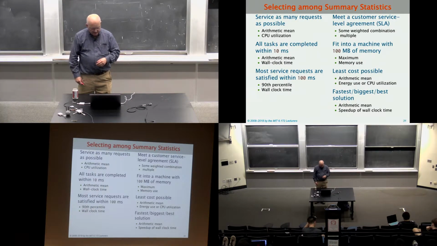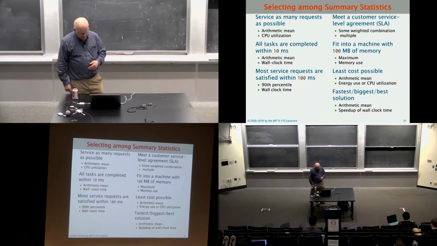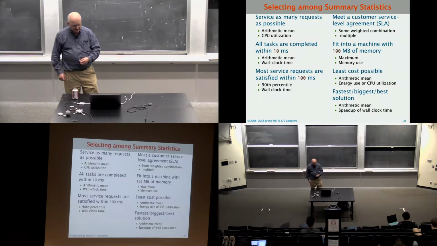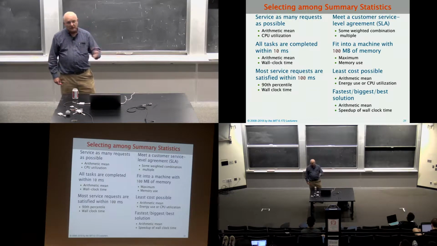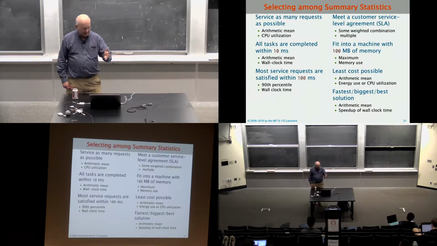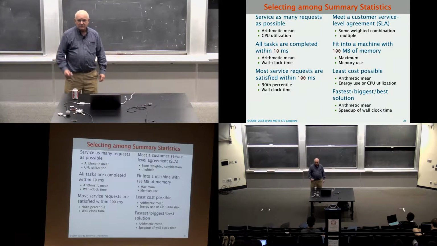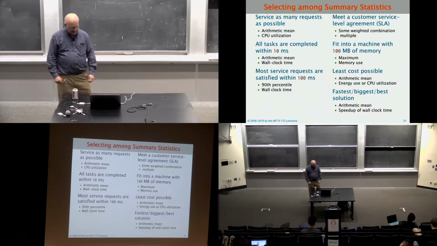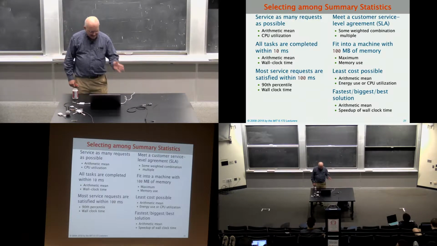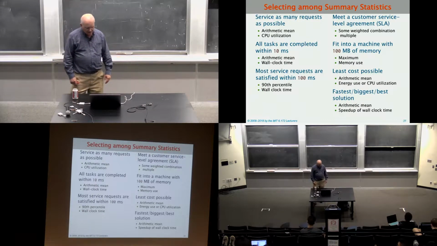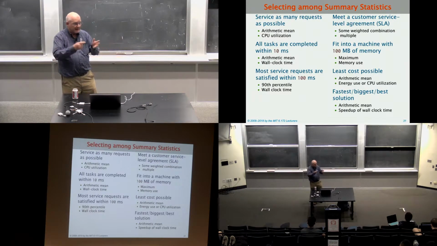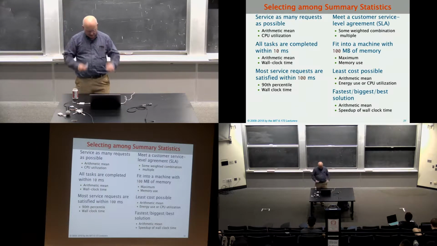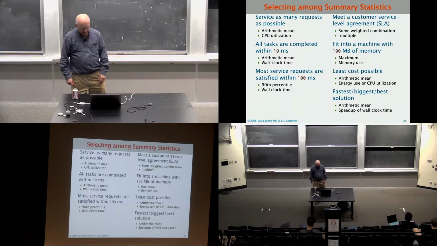Now, there are a lot of different types of summary statistics, and there's lots of reasons to pick different ones. For example, if you're interested in serving as many requests as possible in a web server, you're going to be looking at something like the CPU utilization and taking the arithmetic mean to try to understand how those things add up. If all tasks have to be completed within 10 milliseconds, then you're looking at the total and you're going to add it up, and you're going to be interested in making sure that each one is small, and that's also what the mean does. And you're going to be looking at wall clock time.